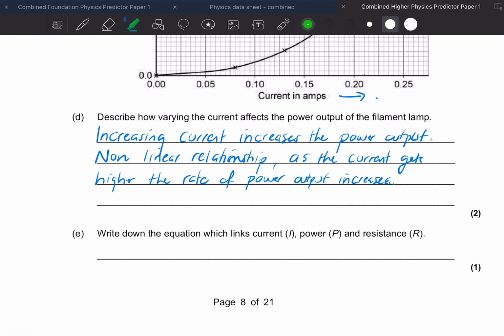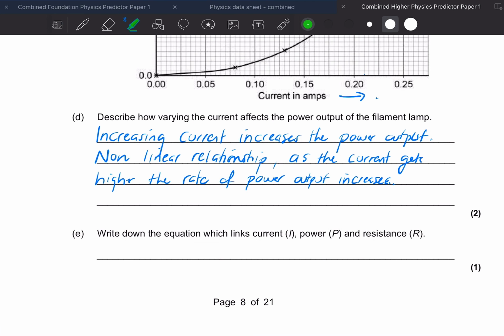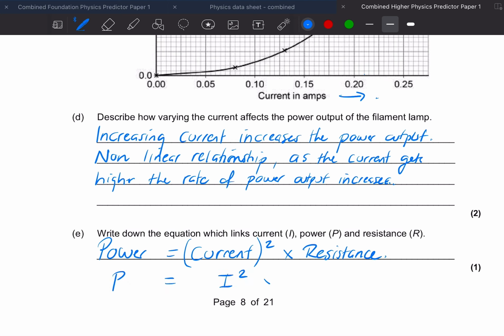So let's write it exactly as that. Obviously you won't have the sheet in front of you, so it'll be a bit easier. Power equals current squared multiplied by the resistance. And that is P equals I squared times R.